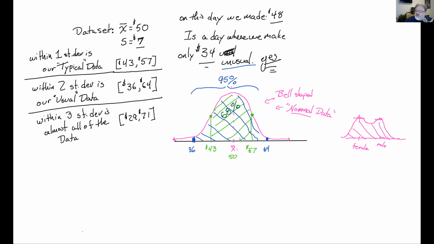So when you hear someone in business or sociology or science especially talking about whether something was unusual or not, they're usually talking about it being in that outside 5%, 2.5% down here, 2.5% up here.